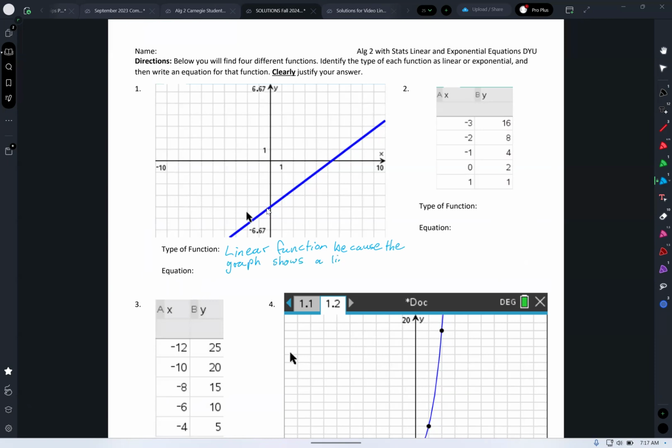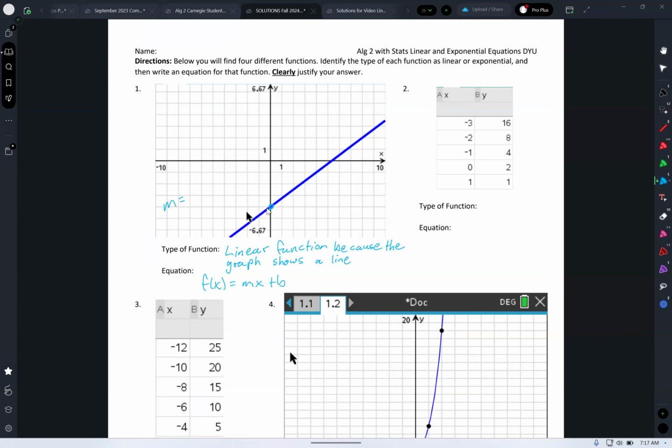I am intentional about not using the word "rate." I am not talking about a constant additive rate of change yet because I have not found that yet, right? The reason I know this is a linear function is because the graph shows a line. Immediately after that, my equation I know is going to be mx plus b. There's a few different ways to show the equation, but this is the one that is most traditional and students are most used to. And now because I have that, I know I need to find my slope.